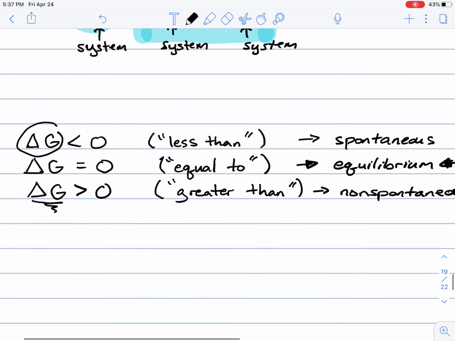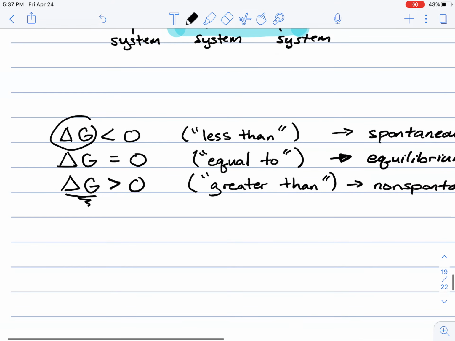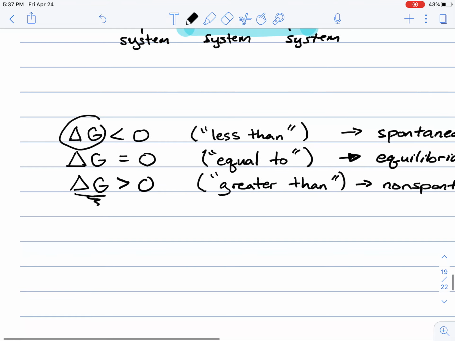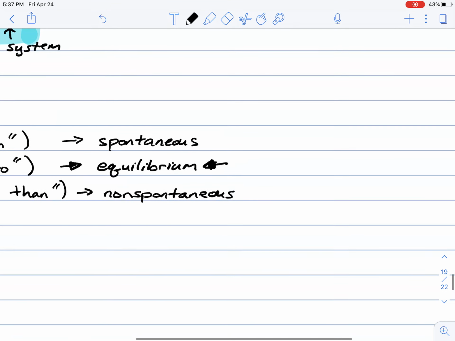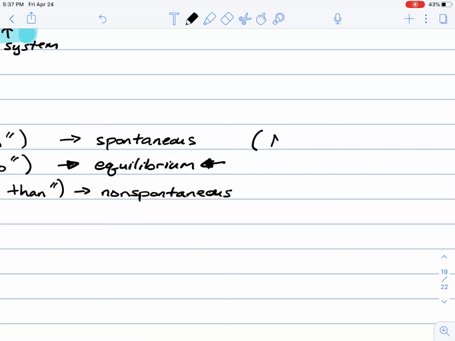Okay? And so to make sure that we have a better understanding, I'll write it here. So spontaneous means delta G is negative. Equilibrium means that delta G is equal to 0. And for non-spontaneous, delta G is going to be a positive value.